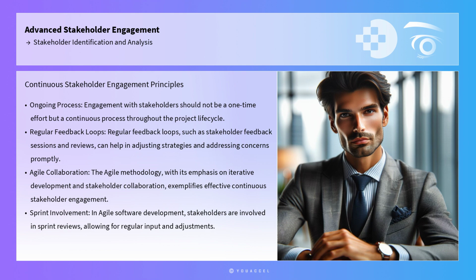Engagement with stakeholders should not be a one-time effort, but a continuous process throughout the project lifecycle. Regular feedback loops, such as stakeholder feedback sessions and reviews, can help in adjusting strategies and addressing concerns promptly. The Agile methodology, with its emphasis on iterative development and stakeholder collaboration, exemplifies effective continuous stakeholder engagement. For instance, in Agile software development, stakeholders are involved in sprint reviews, allowing for regular input and adjustments.